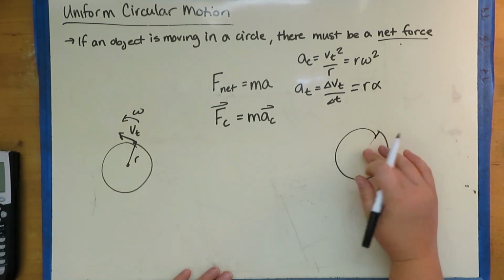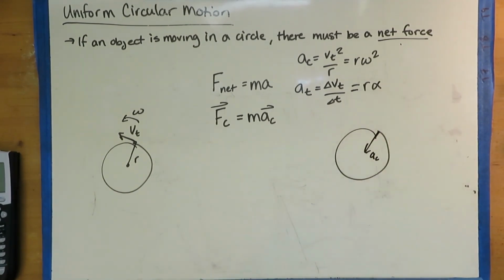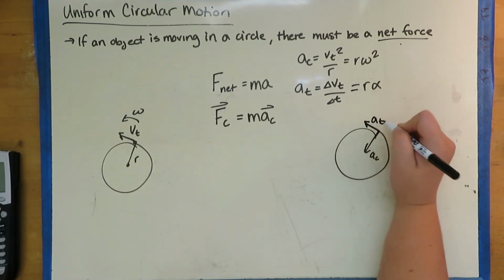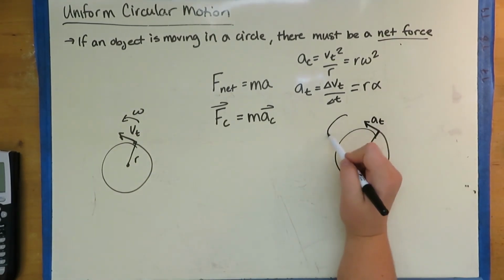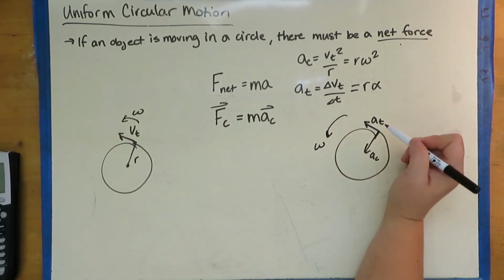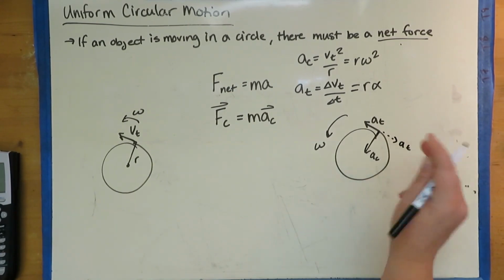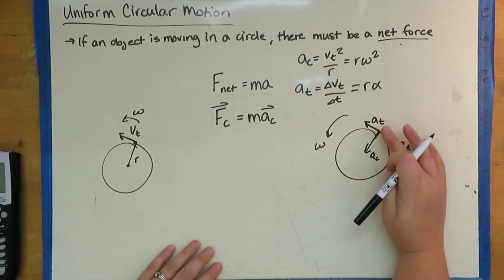So if I'm moving in a circle, my centripetal acceleration always points towards the center. My tangential acceleration always points tangent to the circle. If I'm moving in this direction, if my AT is pointed in the same direction, I'm speeding up. I could have my AT pointed in the opposite direction, I'd be slowing down.